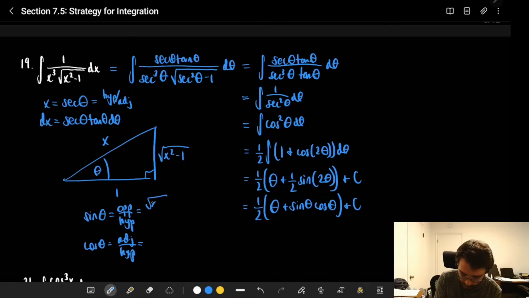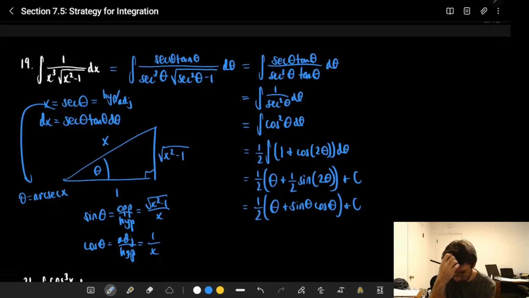So that's this and this. Great. And then theta itself, you could just say, from here, take arcsecant. Not something you see very often, but there you go, arcsecant of x. And then just plug those in, right?